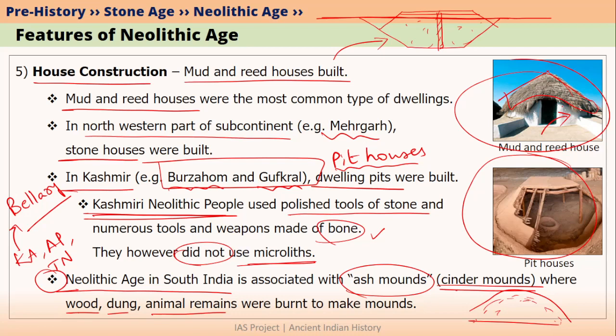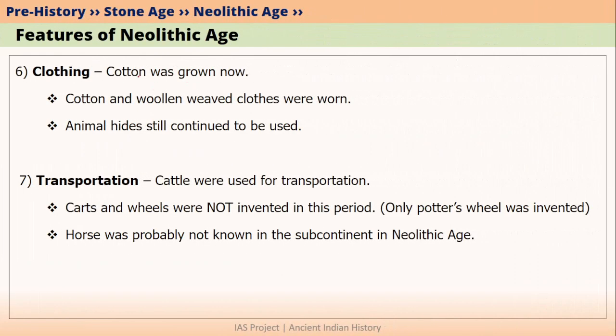So this is how the construction of Neolithic people was different compared to Mesolithic as well as Paleolithic people, because for the first time, houses were constructed in the Neolithic age. In the Neolithic age, cotton was also grown for the first time. Because of the growing of cotton, cotton fabric was made, and with that fabric, they made cotton clothes. So Neolithic people wore cotton clothes as well as woolen woven clothes. Previously, Mesolithic and Paleolithic people were mainly wearing animal hides. Neolithic people also continued to use animal hides, but during this period, cotton clothes and woolen woven clothes were also developed.